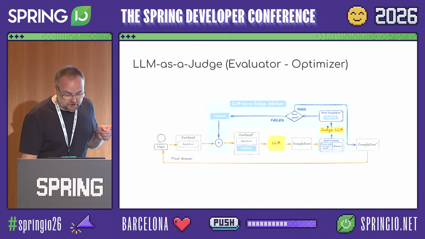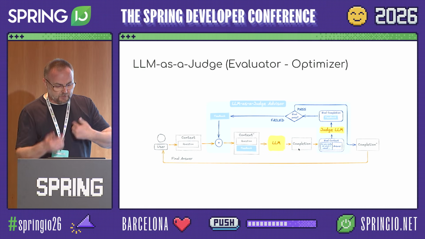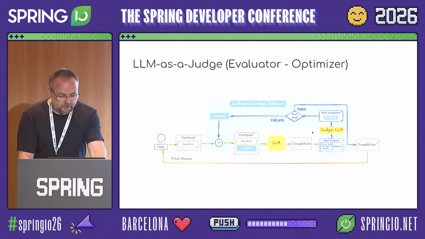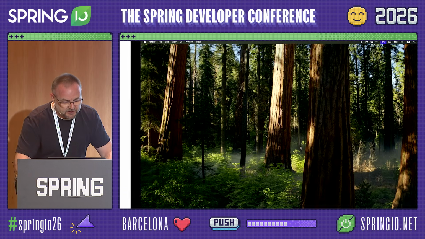If not, the judge LLM is going to provide additional information that we inject into the original context, and try to improve the response again. This can happen as a loop automatically while you try to improve. And there are different ways to implement this.